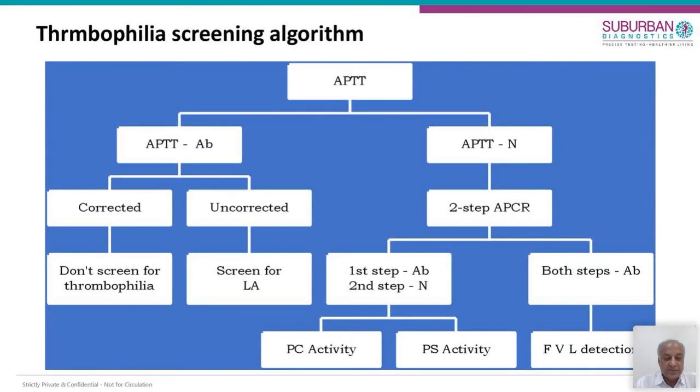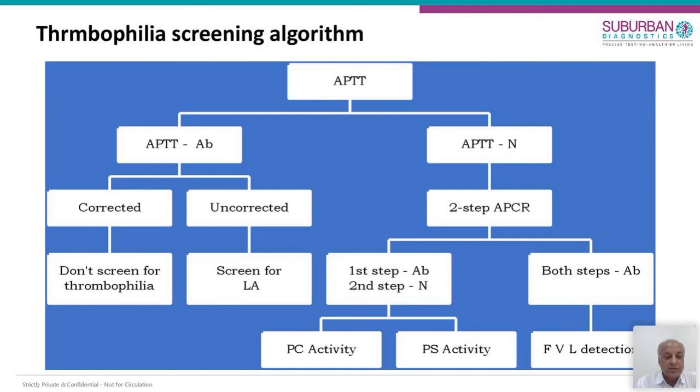The next two slides will give you the algorithm that one can follow in patients where thrombophilia screening requests have been made. So you do an APTT. If APTT is abnormal, that is prolonged, and gets corrected, then you do not go ahead with the thrombophilia screening, because it means that there is either acquired or inherited deficiency of coagulation factors, more likely to be acquired due to integrity issues of the sample. If it remains uncorrected, it could be things like anticoagulants, heparin, and NOACs and DOACs.